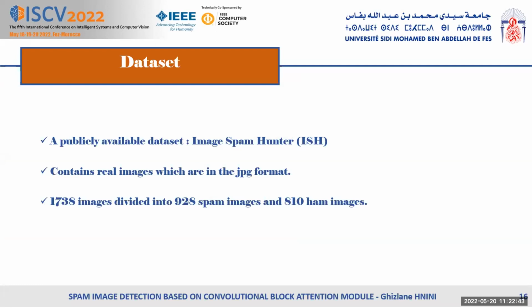We will discuss our experiment to confirm the effectiveness of our proposed method and show the observed results. In our experiments, we used spam images from a publicly available dataset called Image Spam Hunter. It contains real images which are in JPG format. The total number of images in this dataset is about 1,738 images divided into 928 spam images and 810 natural images.